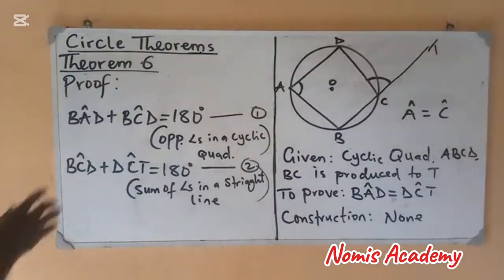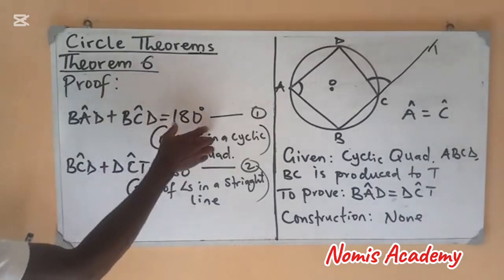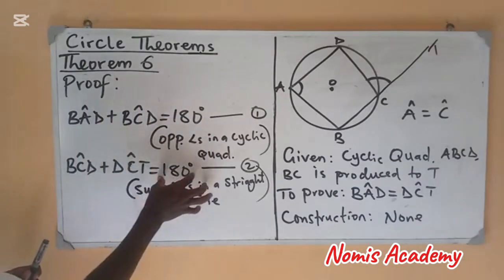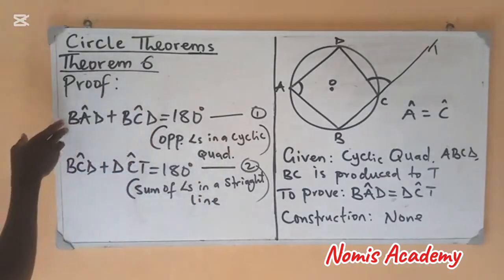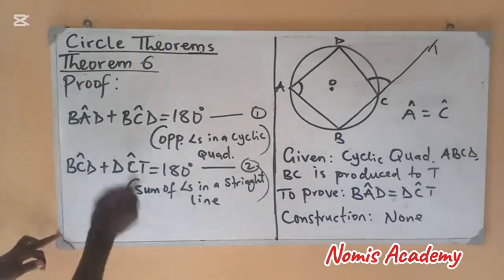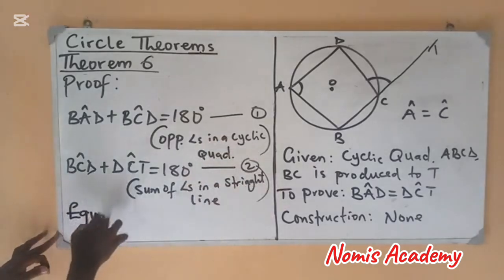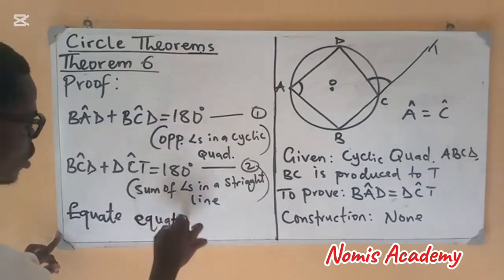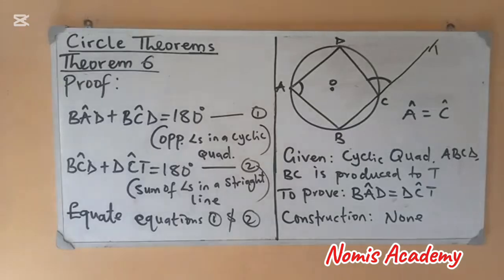So you can see if angle at A plus angle at B sum up to 180, and then angle at C and also this particular angle sum up to 180 degrees, then we can say that the left hand side here is also equal to the left hand side of the other equation. So we can say by comparing the two, or equate equation 1 and 2. So let's equate the two together.